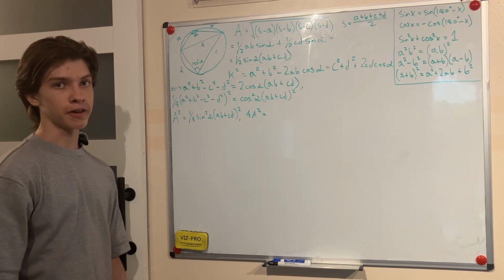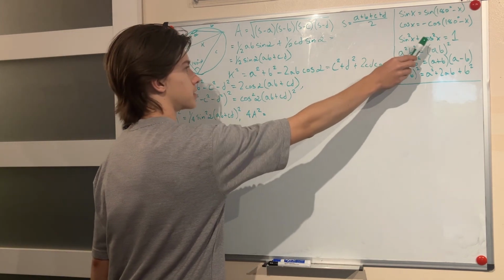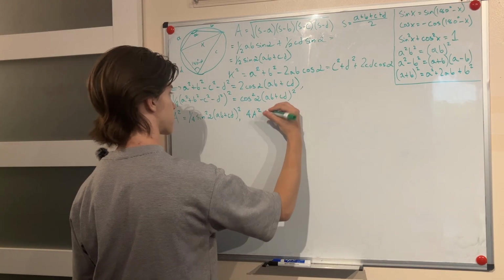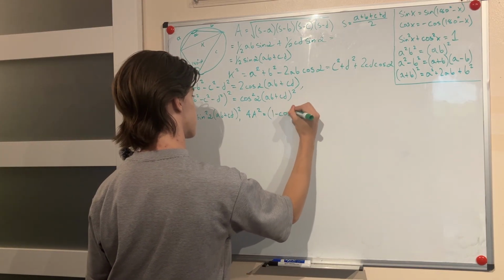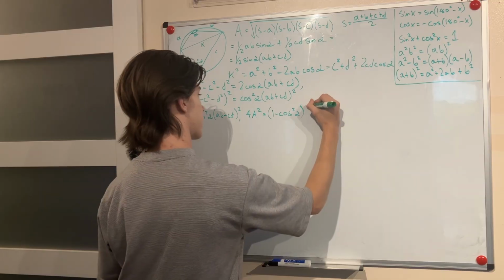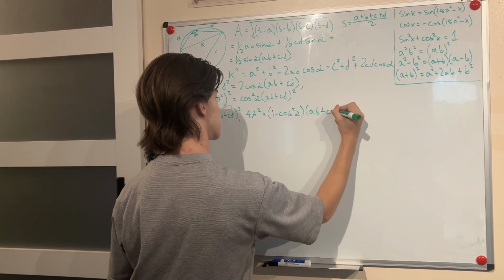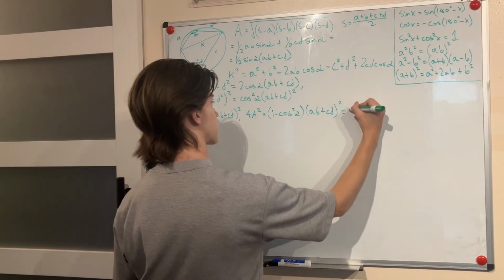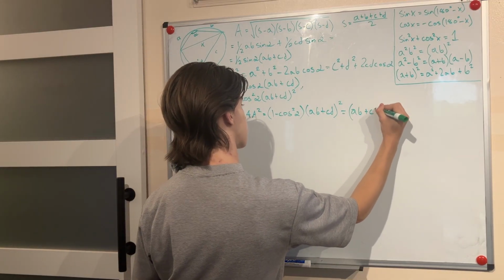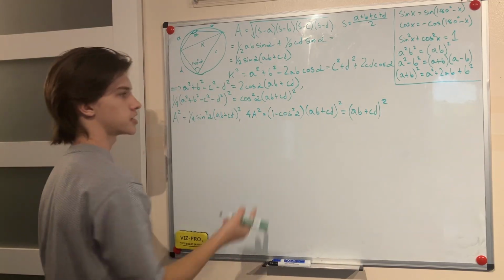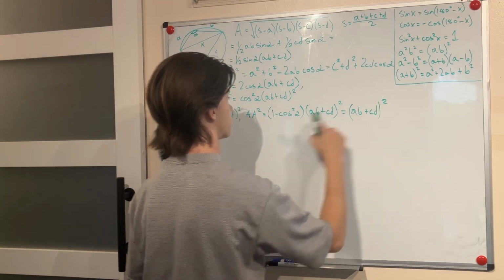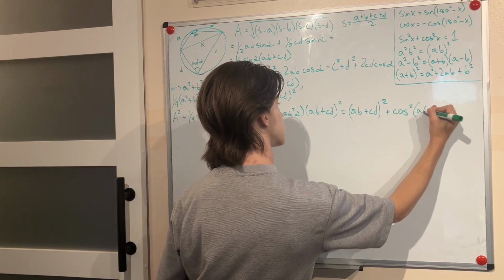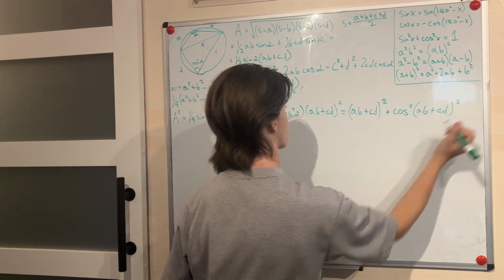But then remember the Pythagorean identity with sine squared plus cosine squared is equal to 1. So we can rewrite the sine squared as 1 minus cosine squared of alpha, again multiplied by ab plus cd squared. And if we factor it out, we get ab plus cd squared times 1, and also the same thing times the cosine, so plus the cosine squared of alpha times ab plus cd squared.